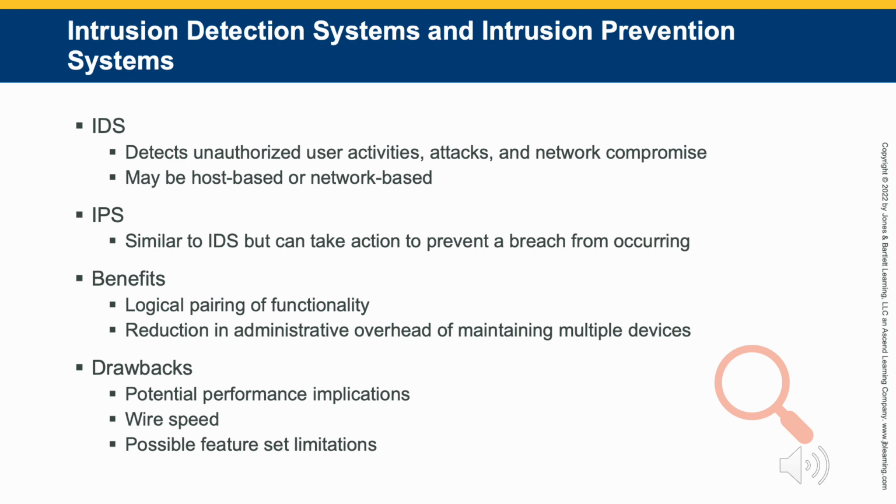IDS is an intrusion detection system, and it detects unauthorized user activities, attacks, and network compromises. It may be host-based or network-based. IPS, intrusion prevention system, is similar to IDS but can take action to prevent a breach from occurring. In other words, IDS is passive and IPS is proactive.